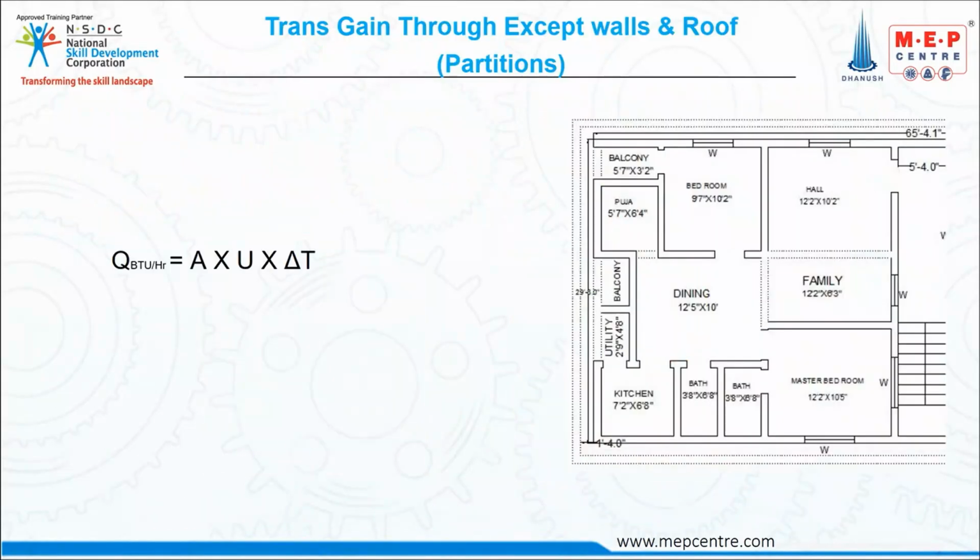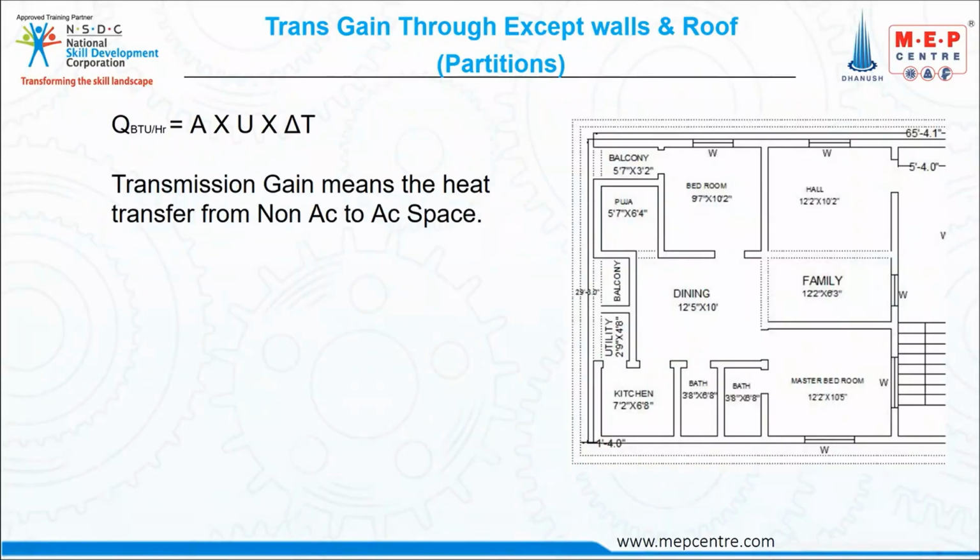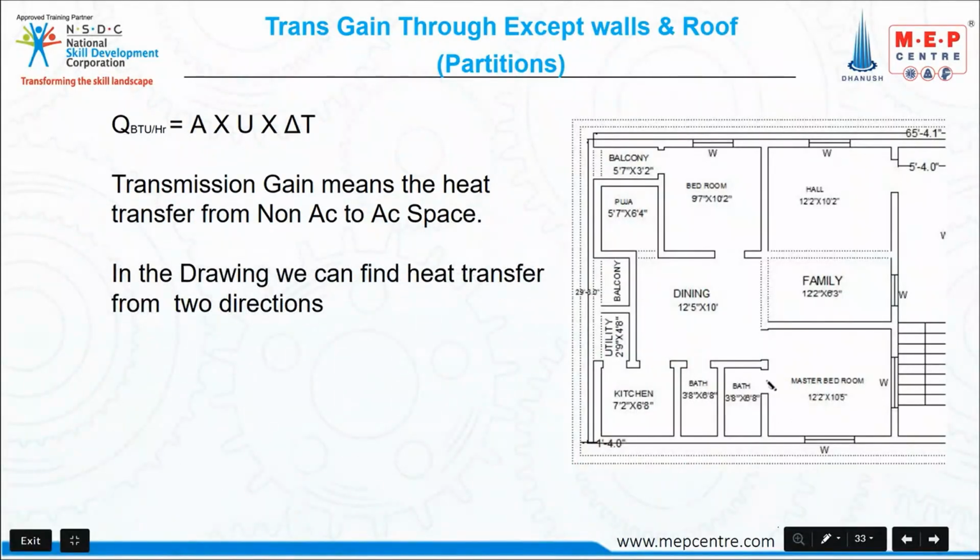So in this case I am taking partitions. I am taking partition of this, directly I am taking partition of this. Why? Because this is non-AC space to non-AC space. I am not taking this partition.